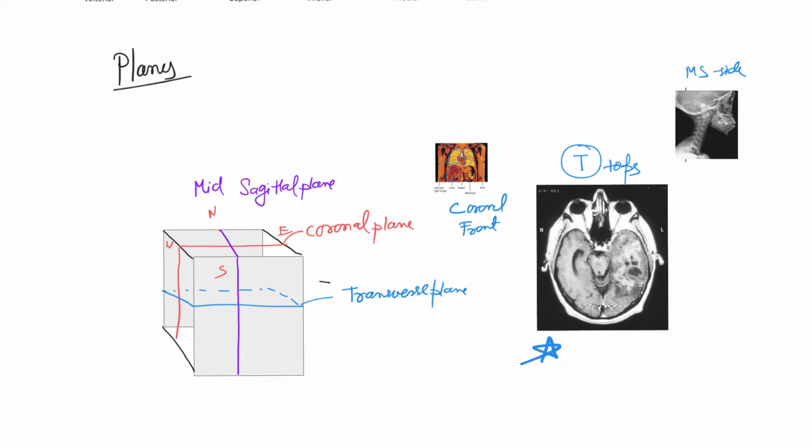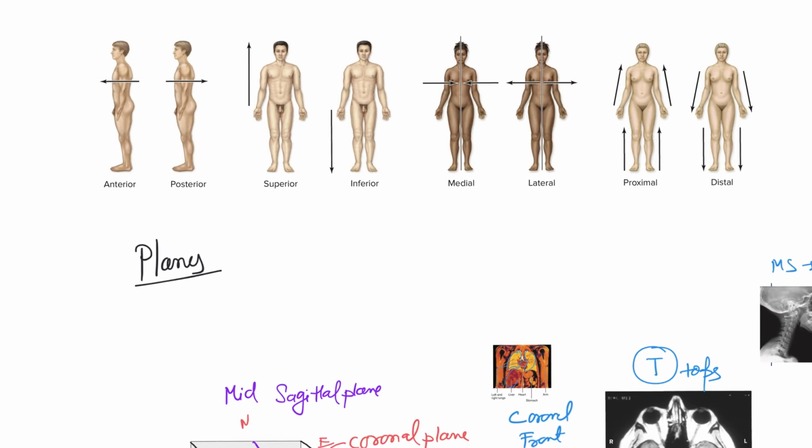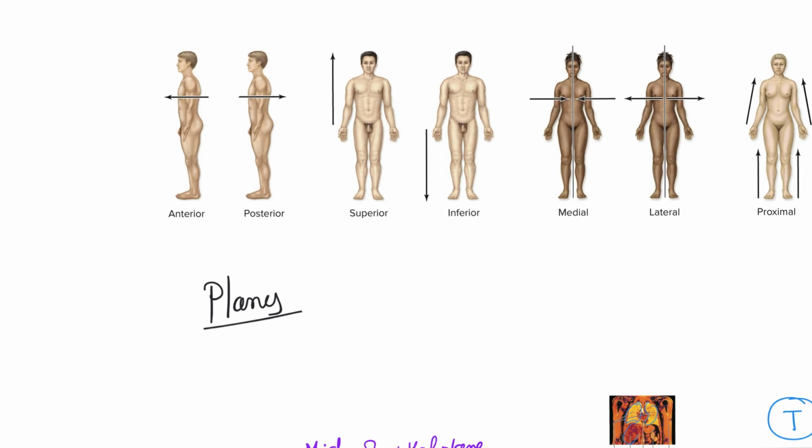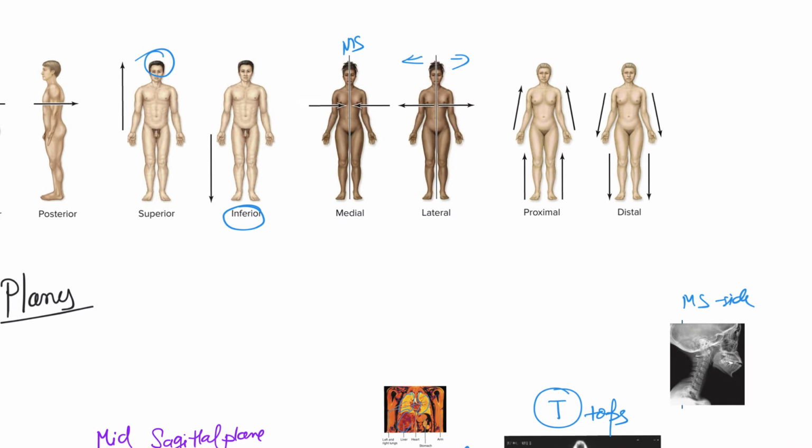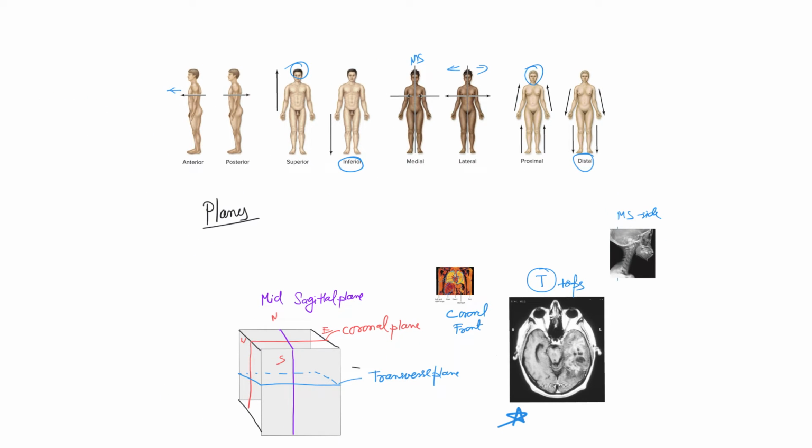Now many times you'll use positional terms to understand where things are in your body. Anterior or posterior: anterior is towards the front end, posterior is towards the back end. Superior is the head end, inferior is the toes end. Medial or lateral: medial means towards the MS plane, that is the mid sagittal plane, and lateral means away from it. Proximal or distal: proximal once again towards the head and distal towards the toes. You'll often use these terms.